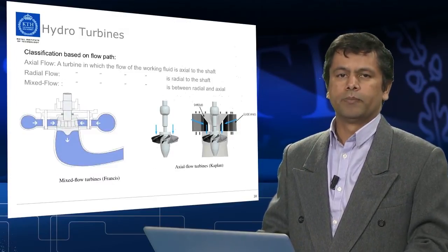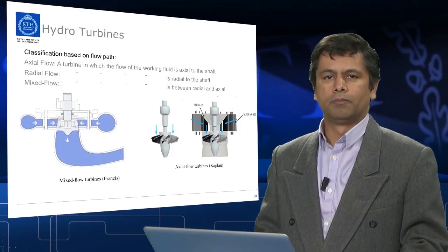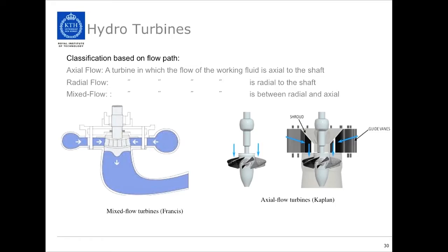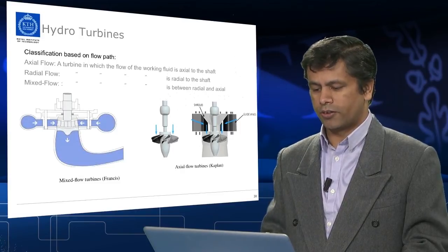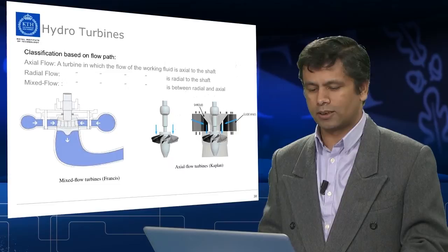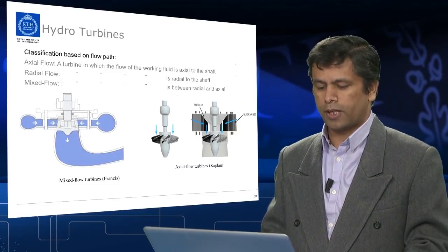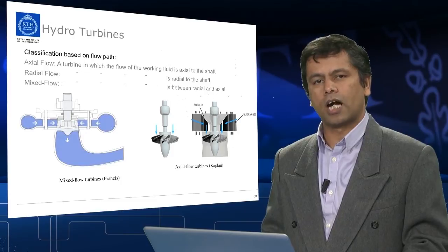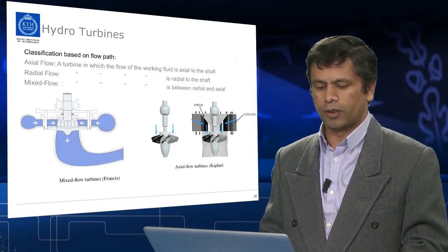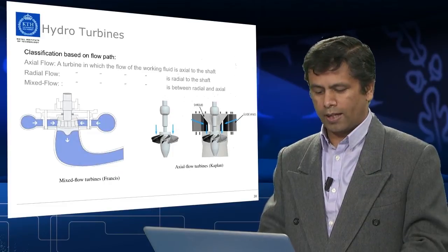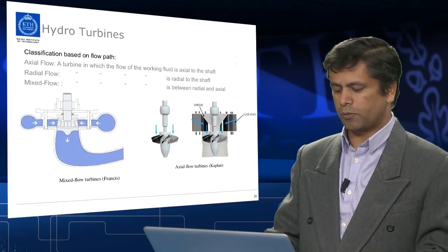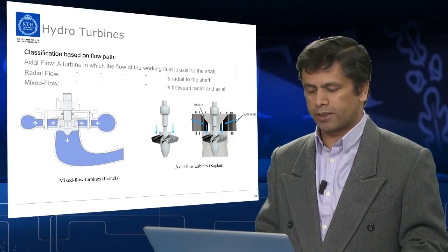Hydro turbines are the machines that convert the kinetic energy into mechanical energy, and the classification of hydro turbines can be based on the flow path. It can be axial flow, radial flow, mixed flow. If the fluid is working in a direction axial to the shaft, then we say it is an axial flow turbine, and if the flow is radial to the shaft, then we say radial flow, and if the flow is of mixed type, then we say it's a mixed flow. Francis turbines are mixed flow turbines, whereas Kaplan turbines are an example of axial flow turbines.